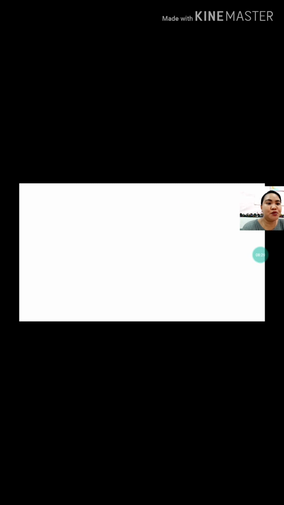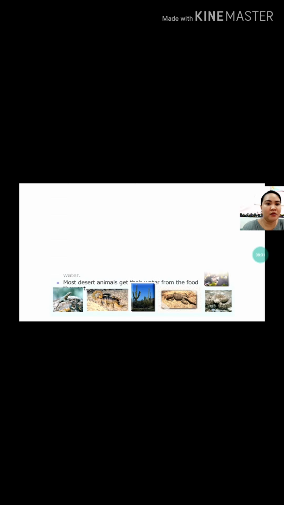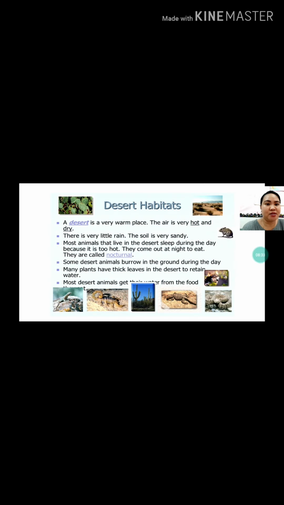Next we go to the desert habitat. A desert is a very warm place. The air is very hot and dry. There is very little rain. The soil is very sandy. Most animals that live in the desert sleep during the day because it is too hot. They come out at night to eat. They are called nocturnal. Some desert animals burrow in the ground during the day.